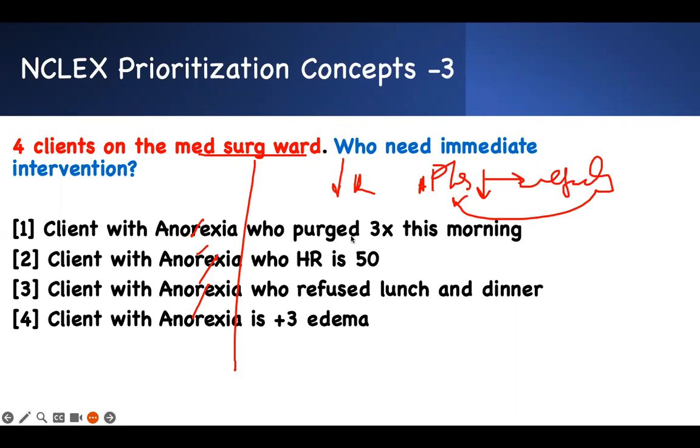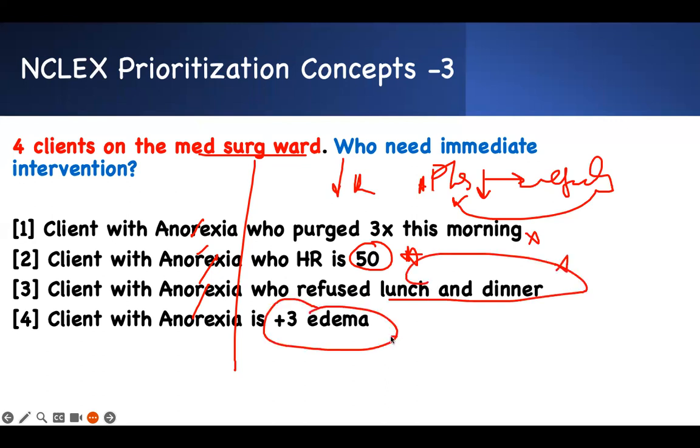So anorexic patient purging 3 times in the morning, I'm not worried about you. Good luck with that. We'll take care of you. They always bradycardia, so don't get fooled by that. They always bradycardia. They never tachycardia. They refuse to eat, fine. But if they have class 3 edema, this is a sign of what? CHF. That means they have complication from refeeding syndrome.